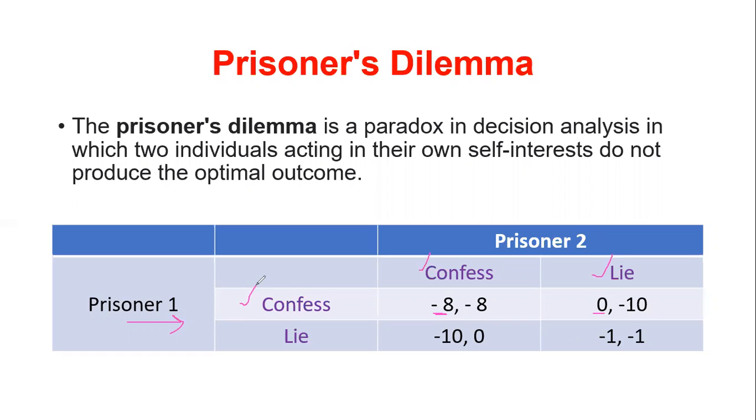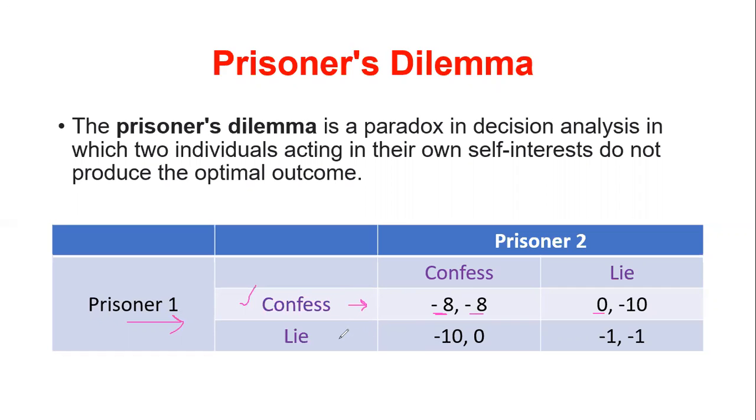Now, the same for player 2. Let's fix the responses of player 1 and check the strategies of player 2. Player 2 knows if player 1 confessed, he could be in jail for 8 years if he confesses too, or if he lied, he would have to be in jail for 10 years. In this case, confess is the optimal choice for him.